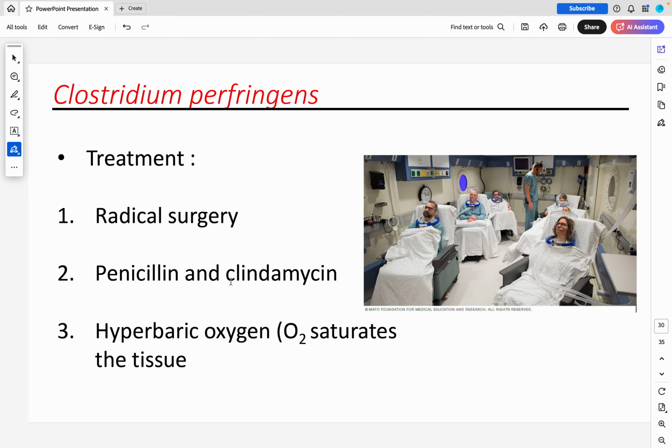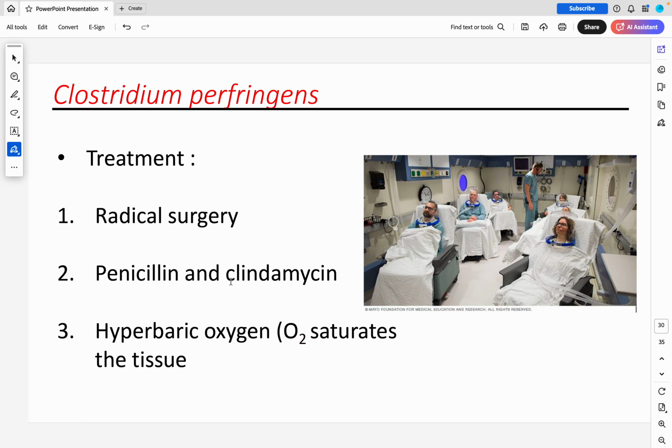Okay. So how is C. perfringens treated? There are several options. First is radical surgery, meaning the portion that is affected will be excised, will be amputated. So it's common that in the worst cases of C. perfringens infection, the affected tissue, the affected body part, is removed.